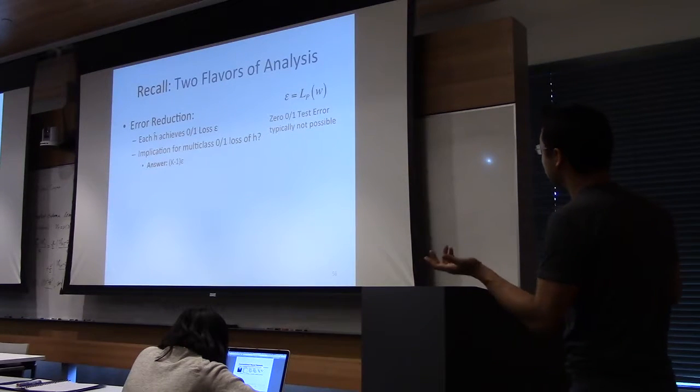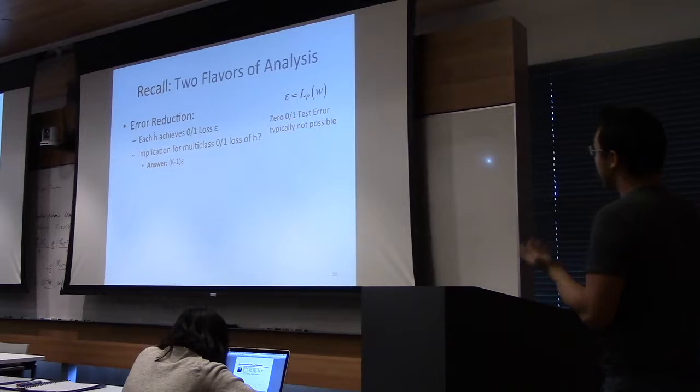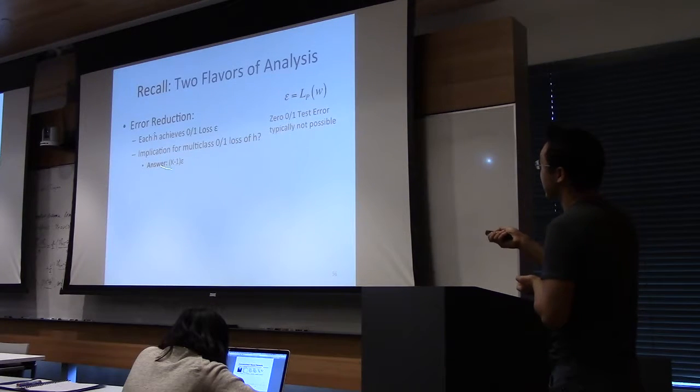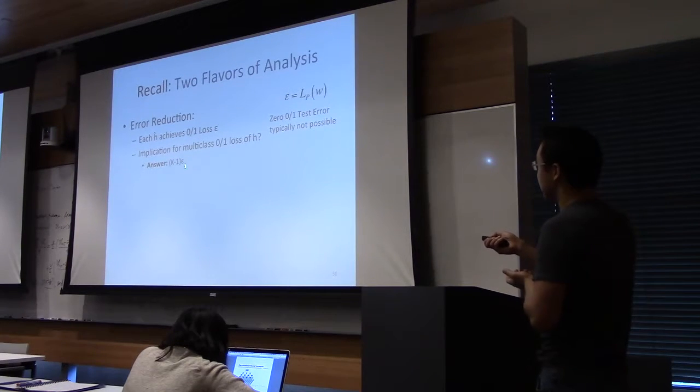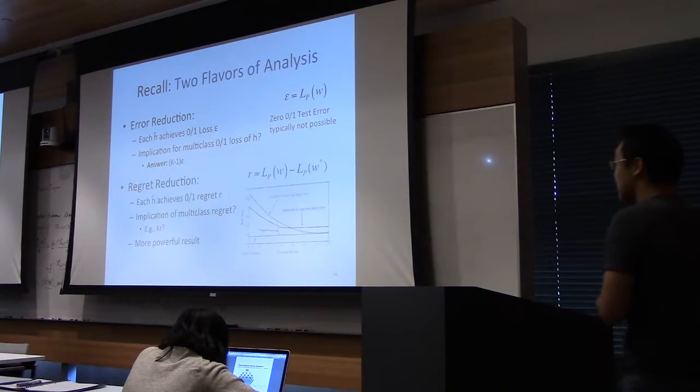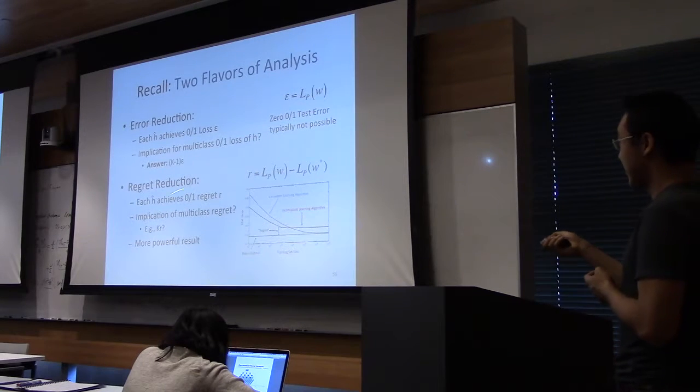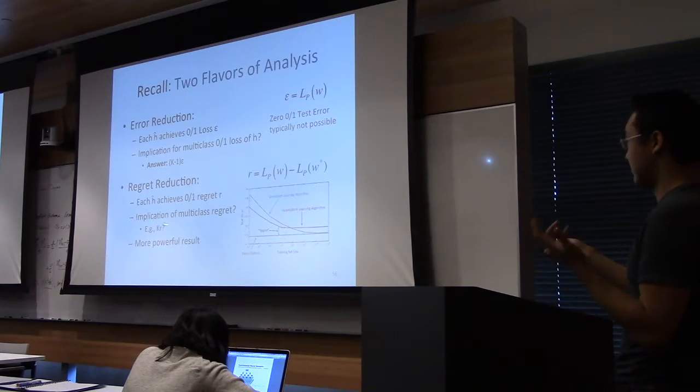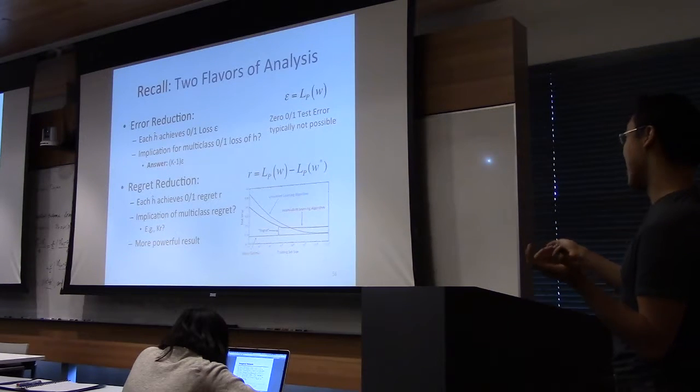Recall there are two flavors of analysis, error reduction and regret reduction. For one versus all, the reduction preserves the guarantee, which looks like this and can be vacuous. And for regret reduction, you get the standard way of doing it. You preserve a guarantee that looks like this, which may also be vacuous.